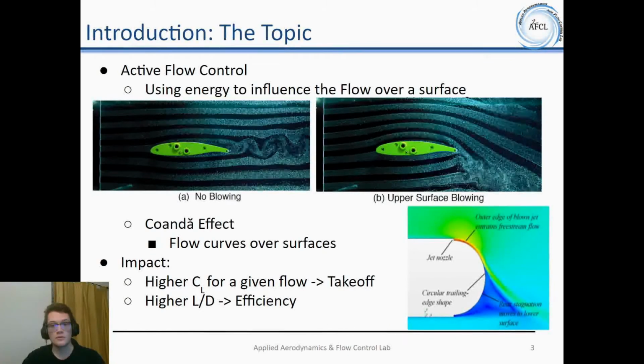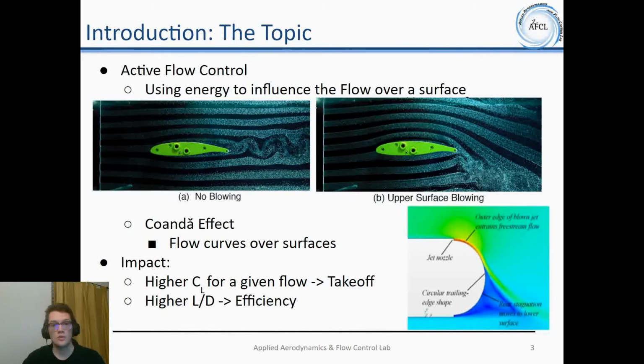You can compare the two, and you can see that on the right there is a deflection of the actual flow. This is caused by blowing or ejecting flow over the trailing edge of the surface. This relies on the Coanda effect, which essentially states that flow curves over surfaces. The picture on the bottom right shows an airfoil with a circular trailing edge, with flow being ejected, this red high velocity area, into the external flow. This causes the flow to maintain its connection to the surface until about 60 degrees of that circle.